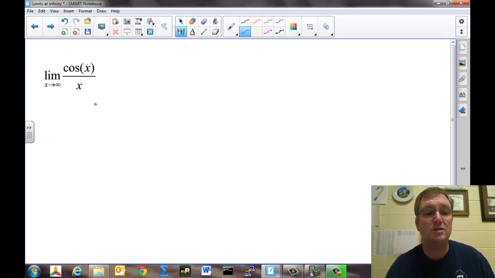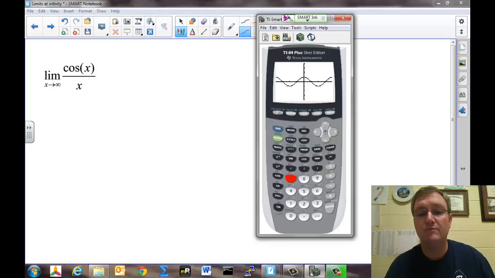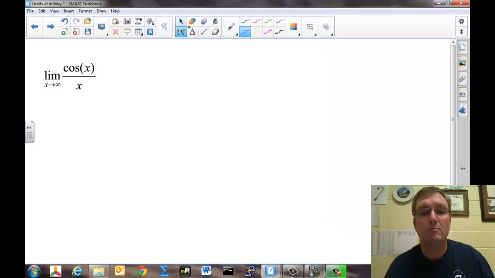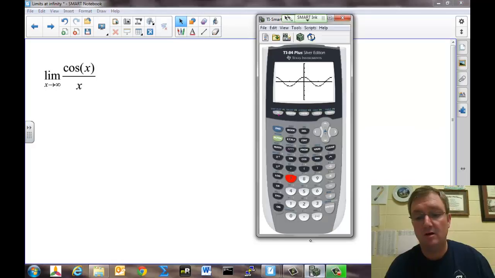Now, how does this change things? Well, let's look at this graph here. If we look at this graphically, it's the same function we had before, with the only difference being that now we have cosine x divided by x. And what does that do to the graph? Well, it definitely looks different, doesn't it?